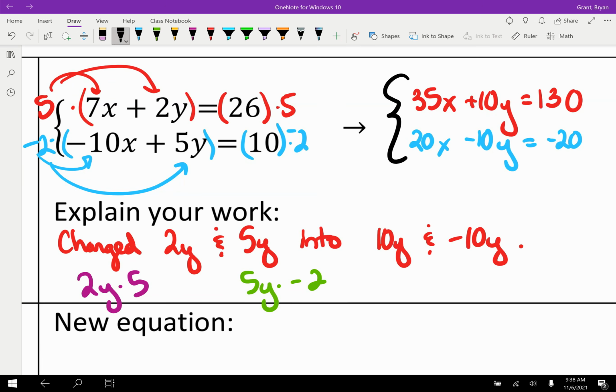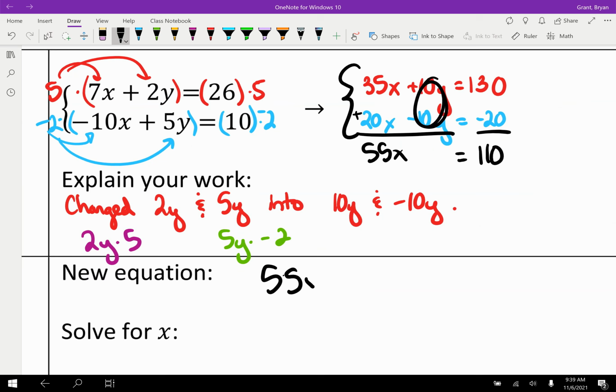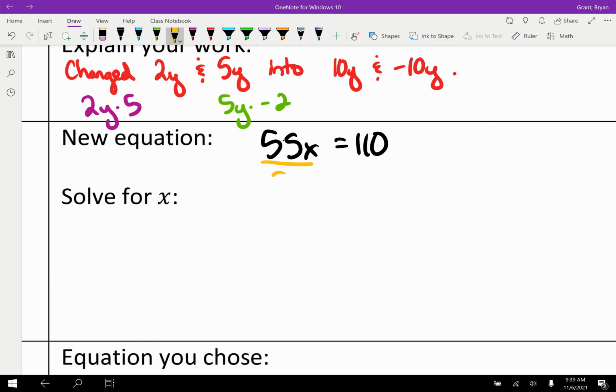Okay, so let's go ahead and finish solving. I would hope that you guys can do this one pretty quickly. Just showing you though. Cancel the y's, and this is a positive 20, so we have to add 35 and 20, which makes 55x's. 130 minus 20 is 110. So my new equation is 55x equals 110. Let's finish solving this. We need to divide both sides by 55, and we find that x is 2.